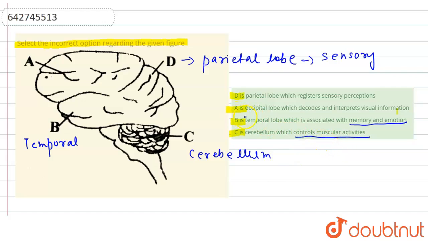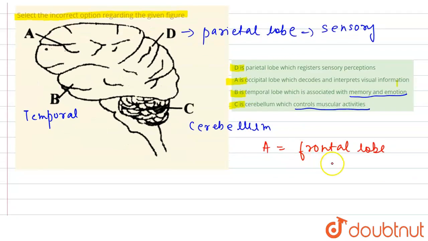And if we talk about A here, A is the occipital lobe which decodes and interprets the visual information. So this is wrong here, because A represents the frontal lobe, because this is the lobe which is on the front side, right? So A is the frontal lobe here and not the occipital lobe, right? The occipital lobe is the one which decodes and interprets the visual information here.